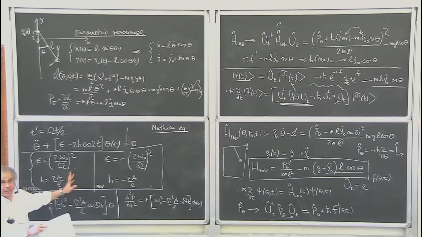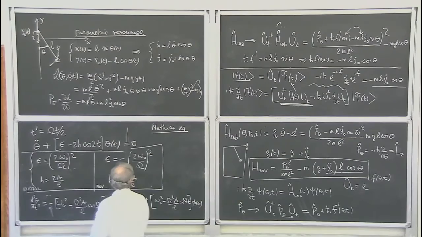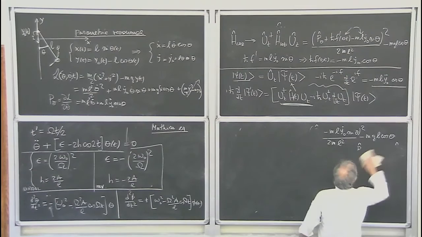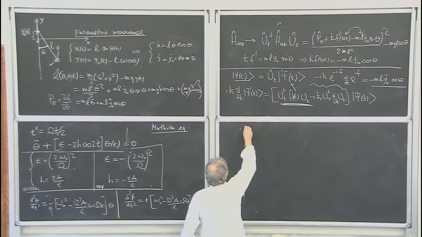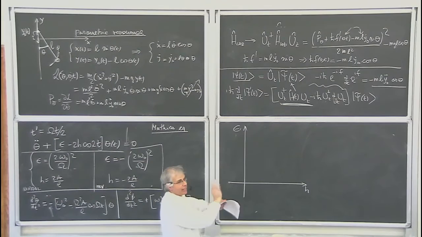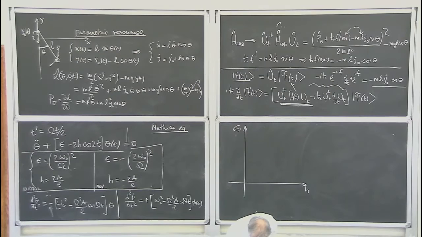So I have to find parameters in the plane epsilon, h where somehow I decide the stability. So it's a stability diagram plane. I have to decide where it is stable and where it is unstable. Now, I'll show to you the diagram which I am alluding at. It would be something like this.